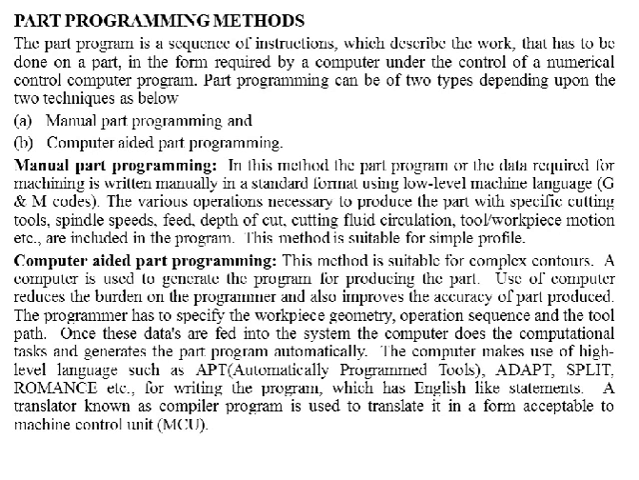Hence such type of programming is called computer aided part programming. So manual part programming is the one which is written manually, and computer aided part programming is the one which makes use of a computer to generate the program.